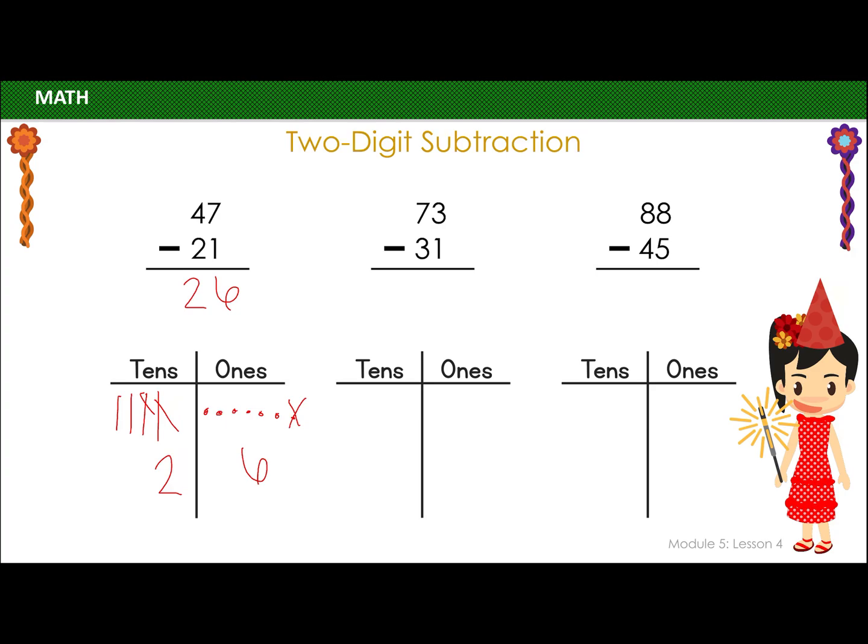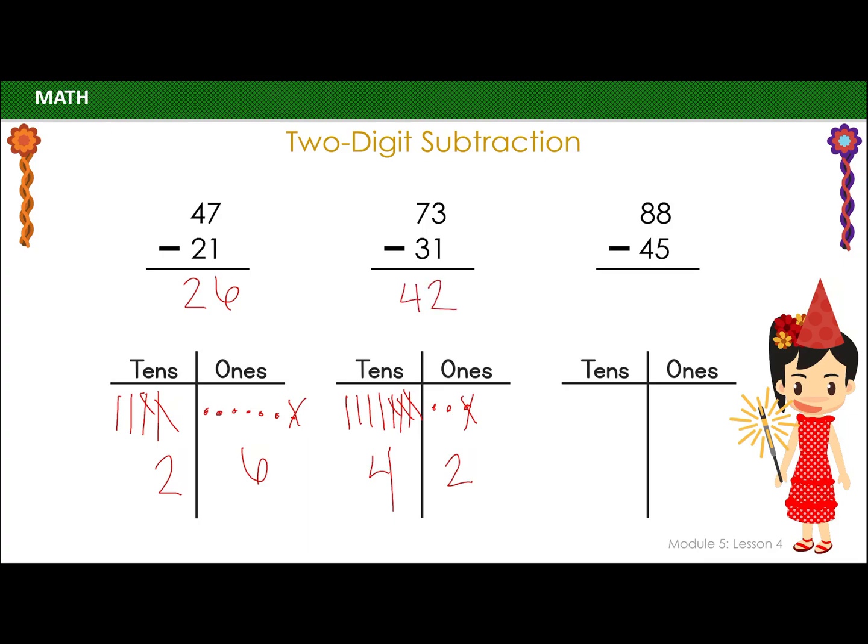My next one is 73 minus 31. So let's set up 73. Can I do 3 minus 1? Yes, I can, so I don't need to do any regrouping. So I'm going to take away one of my ones. I'm going to take away 3 of my tens, and I'm left with 2 ones and 1, 2, 3, 4 tens. So my answer is 42.